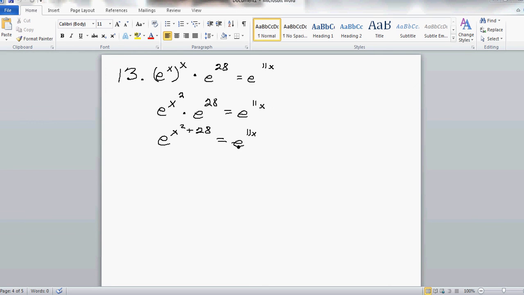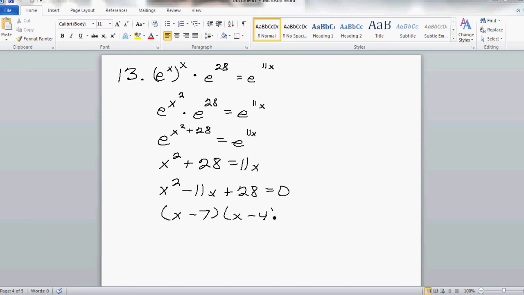Now we have just one e on either side, so that means the exponents now have to be equal to each other. X squared plus 28 equals 11x. We're going to have to solve this using the trinomial that's going to result. So I'm going to subtract 11x from both sides, setting it equal to 0. And as I look at this, I see that I can factor this, and this factors to x minus 7 times x minus 4. And so setting each one of these equal to 0, I see either x equals 7 or x will equal 4.